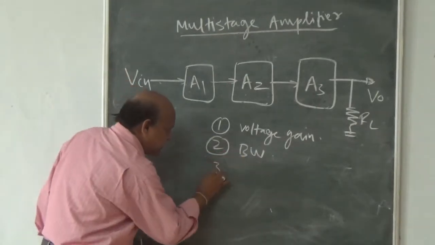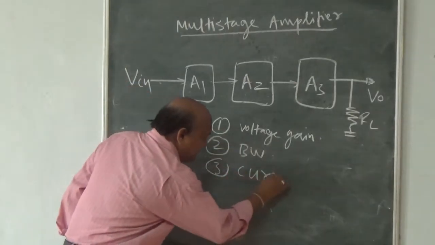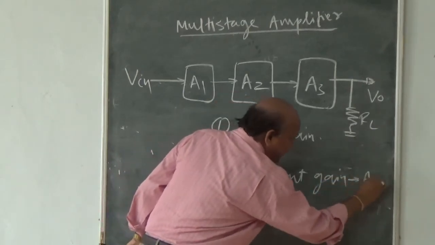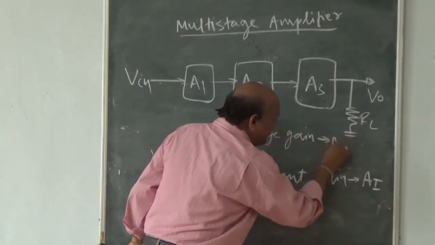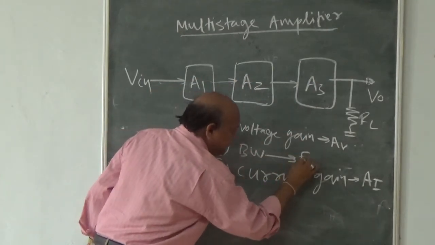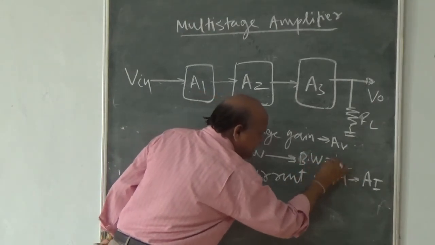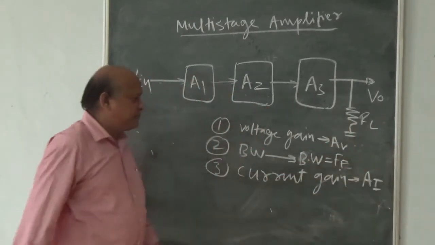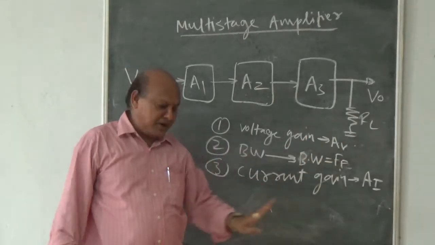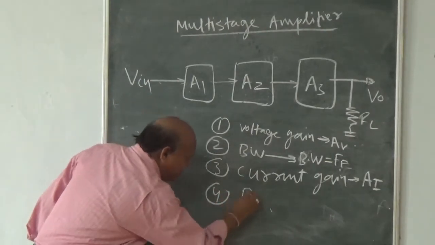And the third is the current gain. Current gain we represent by AI here, voltage gain we represent by AV, and this bandwidth is represented by, let us say, I can write here BW, or you can represent it as FF. FF means it represents a full bandwidth or bandwidth with feedback, right? Then number 4, we have the input impedance.